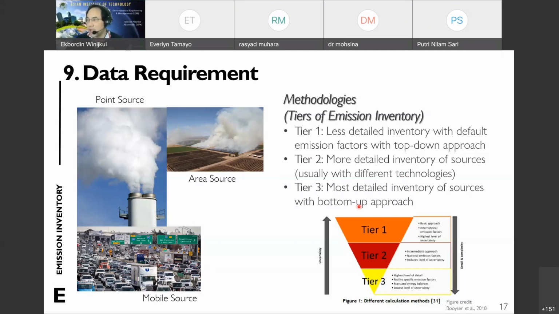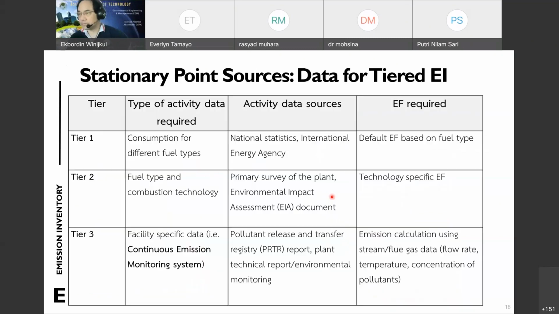We're going to look at the example of each individual source. What are the tier 1, tier 2, tier 3 data requirements? Okay, first for the stationary source, the stationary point source, for example, emission from the stack of a factory or maybe from a power plant. For tier 1, meaning the less detailed inventory, you can use information like, for example, consumption of different fuel types. What is the consumption of coal, what is the consumption of natural gas used in the factory.